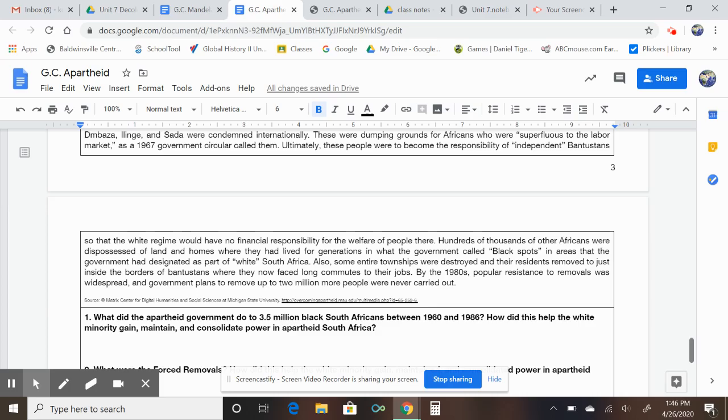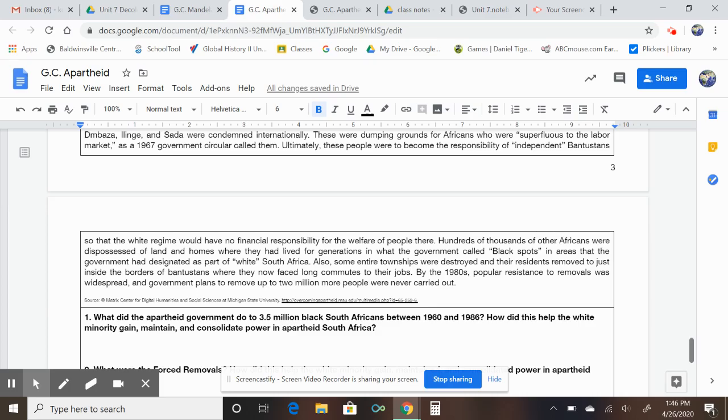Hundreds of thousands of other Africans were dispossessed of land and home where they had lived for generations in what the government called black spots in areas that the government had designated as part of white South Africa. Also, some entire townships were destroyed and their residents removed to just inside the borders of Bantustans, where they now faced long commutes to their jobs. By the 1980s, popular resistance to removals was widespread, and government plans to remove up to 2 million more people were never carried out.